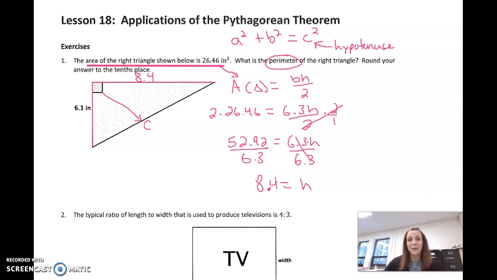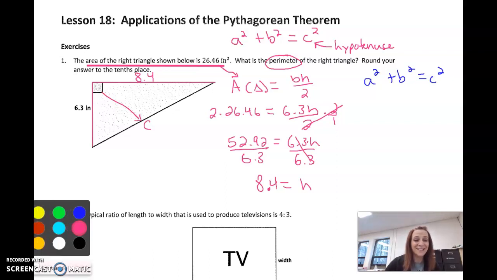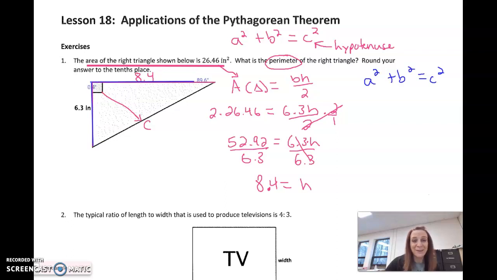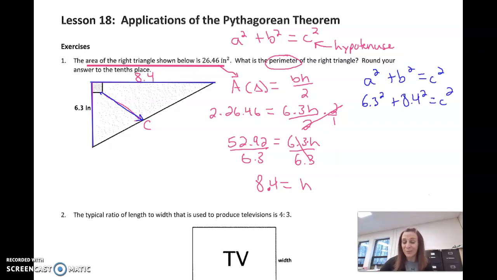Can I find the third side? Because my ultimate goal is to find the perimeter, the distance around the outside. Sure. I use my Pythagorean Theorem, a squared plus b squared is equal to c squared. In this case, the sides that make up the right angle are my legs, my a and b, and c is always across from the right angle. So I can say this is 6.3 squared plus 8.4 squared. If you switch those around, it really doesn't matter because we're adding. We can add in any order.